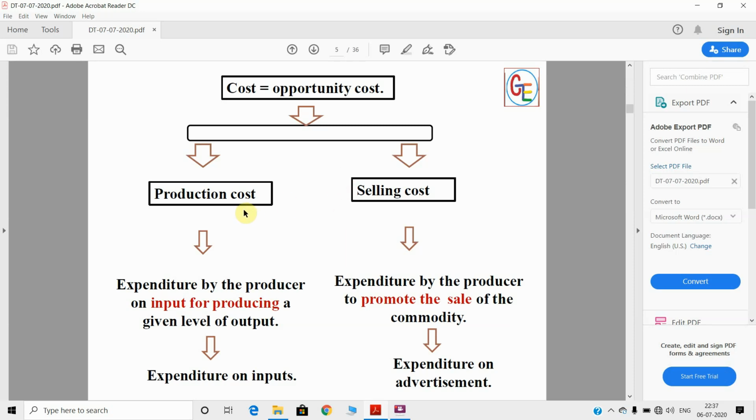Next come to your production cost and selling cost. In the case of production cost, that is the expenditure by the producer on inputs for producing a given level of output. On the other side, a selling cost is the expenditure by the producer to promote the sale of the commodity. Suppose there is an advertisement and there are salaries paid to so many medical representatives if medicine is produced. These are the costs accumulated in the case of selling cost. But in the case of production cost, it is the net payment for the reward of the input owners, right?